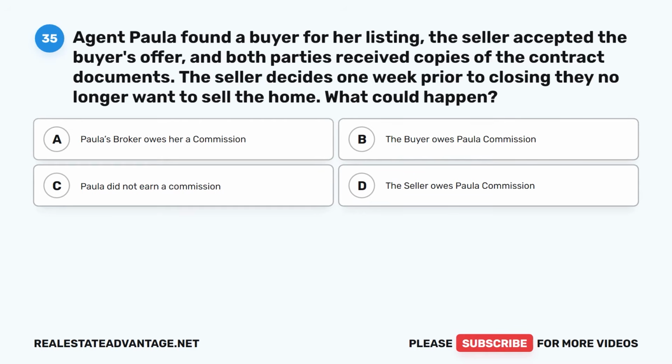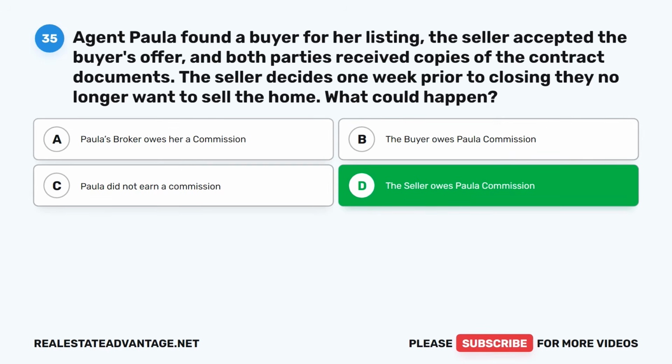Question 35. Agent Paula found a buyer for her listing. The seller accepted the buyer's offer, and both parties received copies of the contract documents. The seller decides 1 week prior to closing they no longer want to sell the home. What could happen? A. Paula's broker owes her a commission. B. The buyer owes Paula a commission. C. Paula did not earn a commission. D. The seller owes Paula a commission. The correct answer is D.